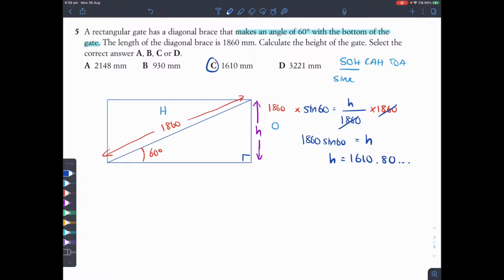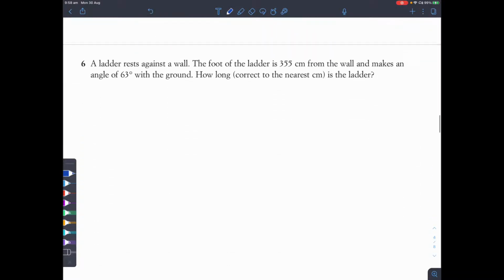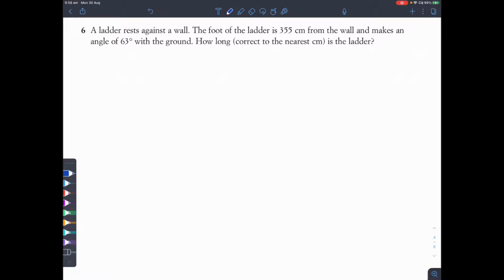Right, let's move on to question 6. A ladder rests against the wall. The foot of the ladder is 355 centimeters from the wall and makes an angle of 63 degrees with the ground. How long is the ladder?